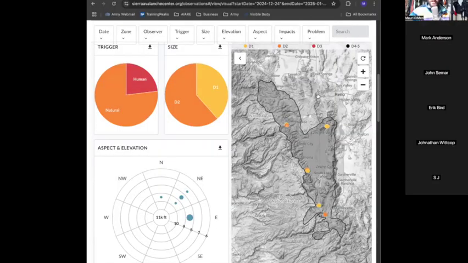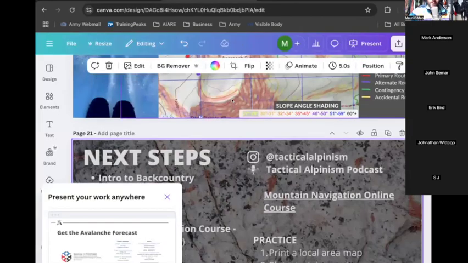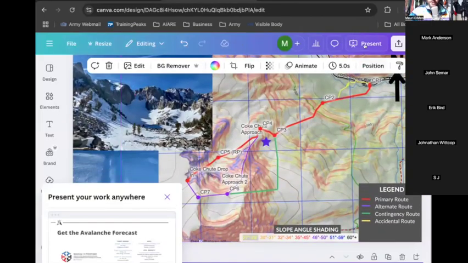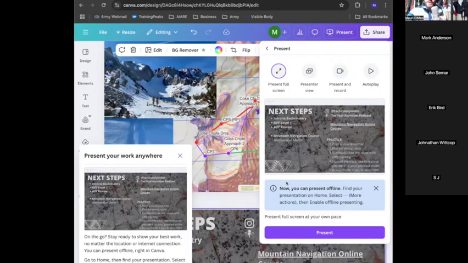And actually, I'll pull up an image of that. One sec. So I actually had a picture of some surface hoar in this image. If it'll present for us, there we go.